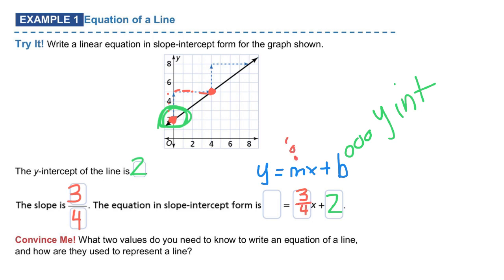Remember, this m was our slope. So y equals 3/4 x plus 2. Give yourself a star if you had it right. Fix it if you didn't.